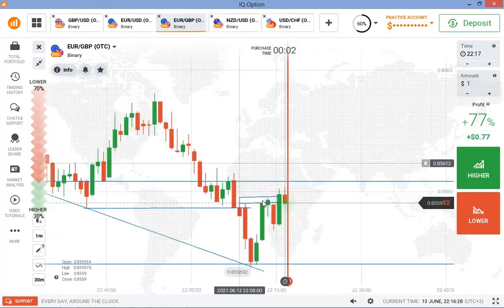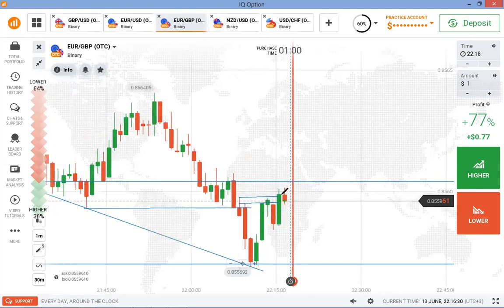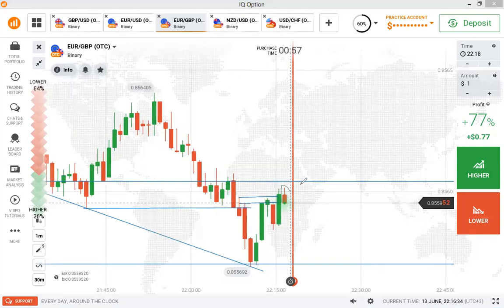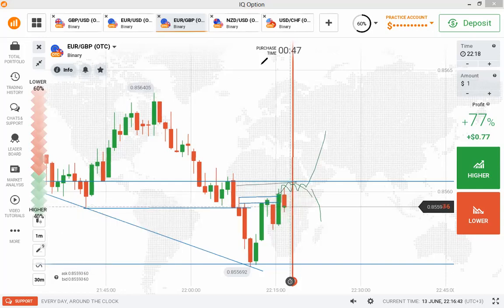And if the market reaches this level, there are so many things that can happen at this level. Either the price will make some consolidation before pushing to the upside, or make some consolidation and reverse to the downside. So it depends on what is going to happen at this level.